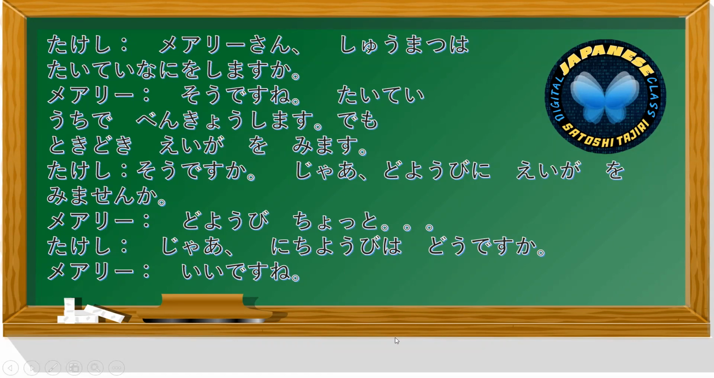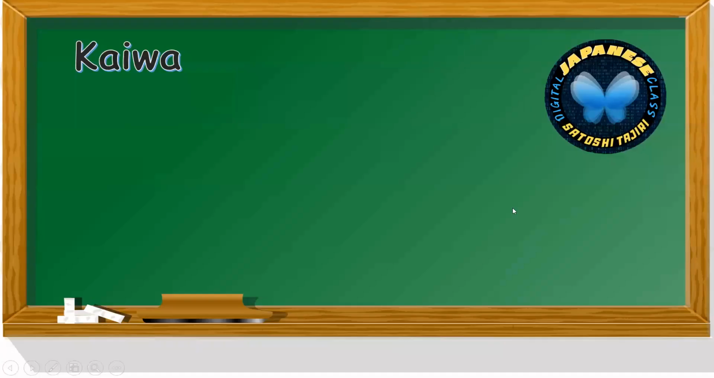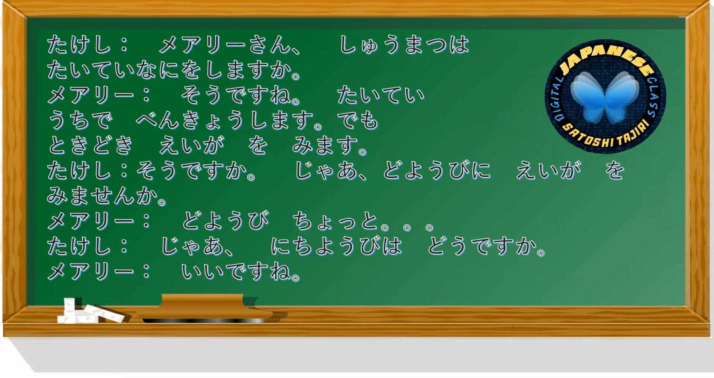So our lesson for today is about Kaiwa. We will talk about the life of Takeshi and Mary. When we say Kaiwa, it's a conversation. So we have a conversation here of Takeshi and Mary. Once we address other people, we add san. We don't use san for ourselves, so it should be for other people.